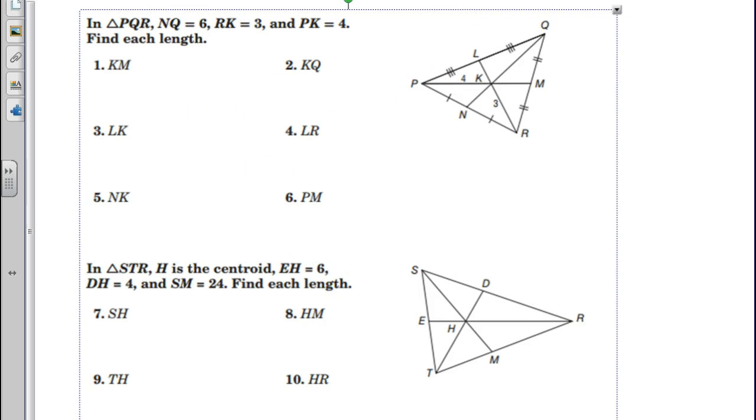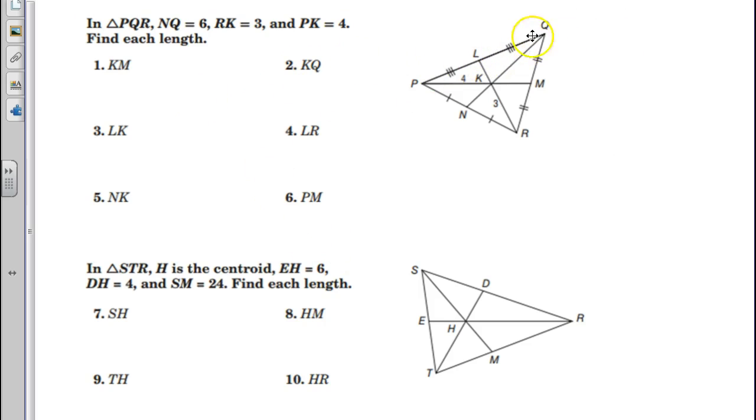All right, so let's start with triangle PQR. It tells me that NQ, well, what is NQ? Is it a median or is it an altitude? Looking at this, it's coming from Q, from the vertex, which so does the altitude. But as I look, it's hitting here. That's the midpoint. That makes this a median. So I see that PN and NR are congruent. So I know that NQ, this whole thing, is 6.